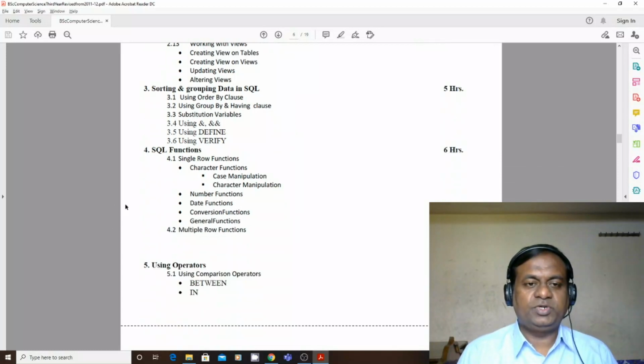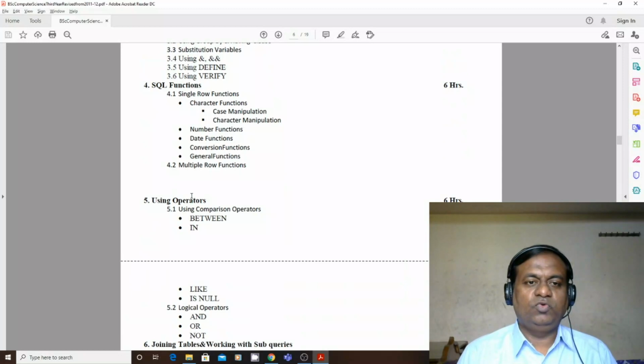The third chapter is about sorting and grouping data in SQL. In this, we will be discussing 2 clauses: order by clause, group by clause with having, substitutional variables using ampersand, double ampersand, define and verify functions. Fourth chapter is about SQL functions. The functions are categorized into 2 groups: single row function, multiple row function. Multiple row function can also be called as group functions.